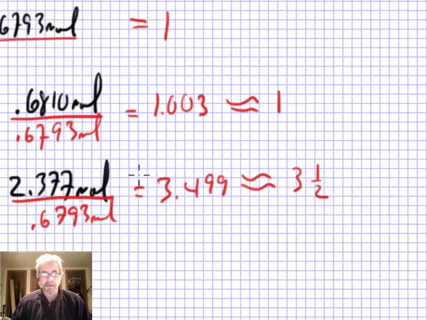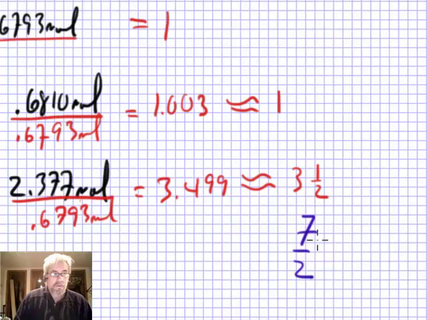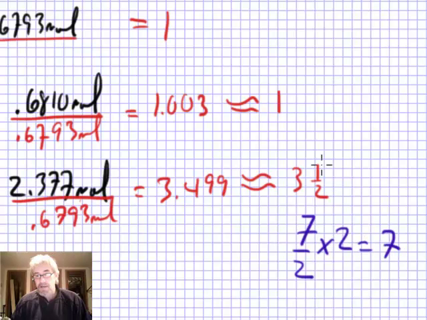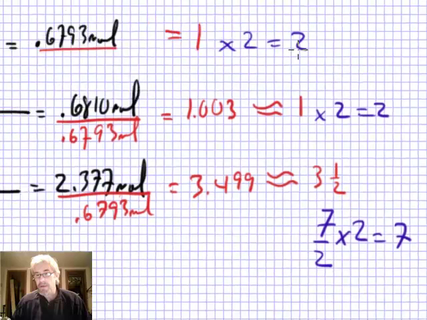So in this case, I want to get rid of a half. 3.5 is actually 7 halves. If I multiply everything by 2, I'll get rid of my half. So I multiply 7 halves by 2, I get 7. If I multiply 1 by 2, I'll get 2. And then I'll multiply this one by 2 as well and get 2. So now I've converted them all to whole numbers by multiplying by the smallest integer that will make that happen.